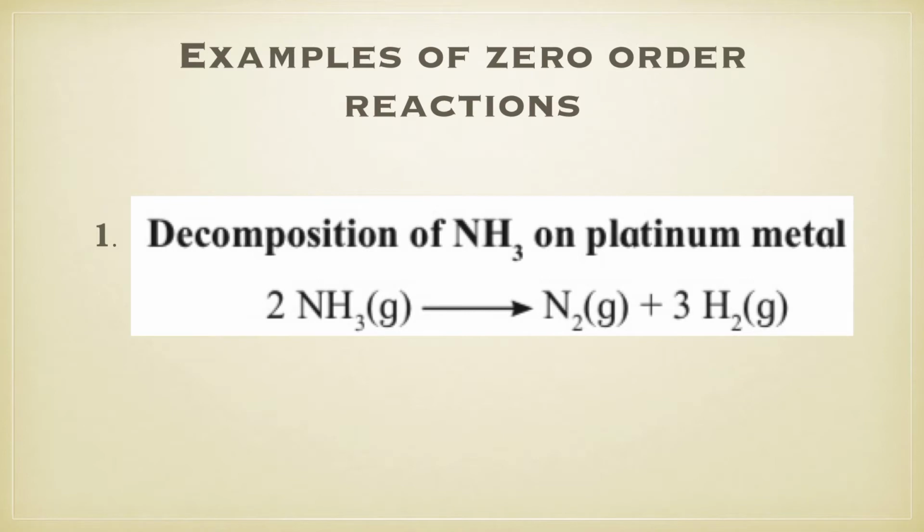Okay, now ammonia is a gas. And what is platinum metal? It is acting as a catalyst. So platinum metal will give the surface so that ammonia molecules will come and absorb, and that many molecules will be decomposed. So I can say that the metal surface gets completely covered by a layer of ammonia molecules.